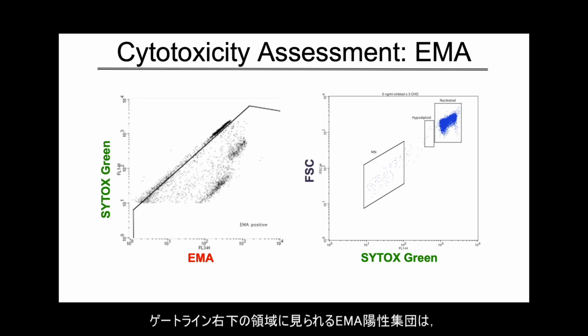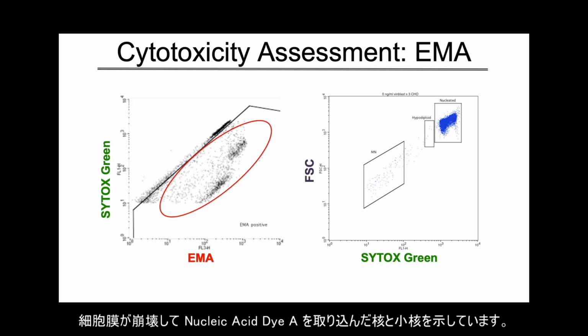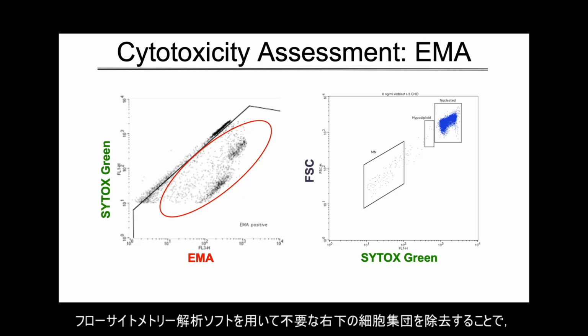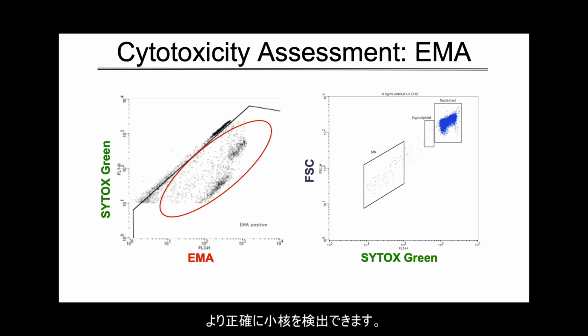The events in the lower right are positive for EMA, which you will recall could only enter the cells with compromised membranes. Since we lock down the dye by covalently binding it to the DNA, it remains in place even after the cell lysis procedure. Using the flow cytometer software, we then exclude any events in this region of the plot, thus reducing the influence that these interfering particles may have on the enumeration of micronuclei.